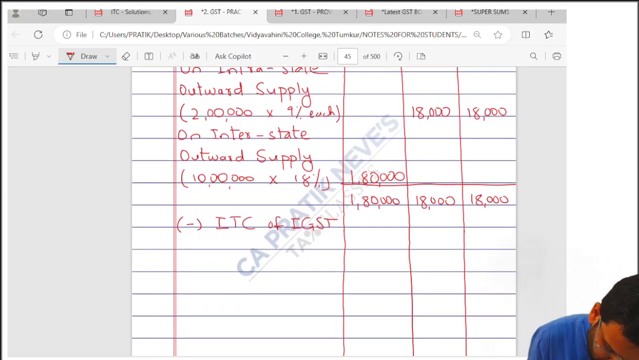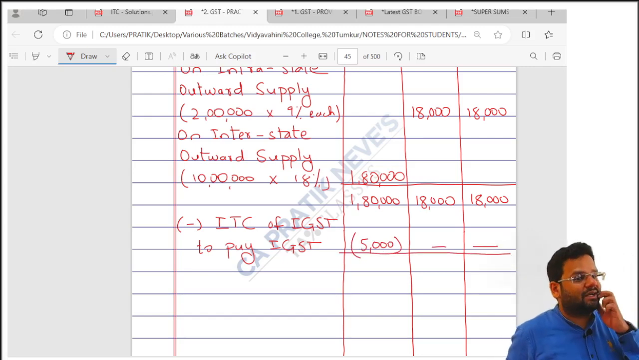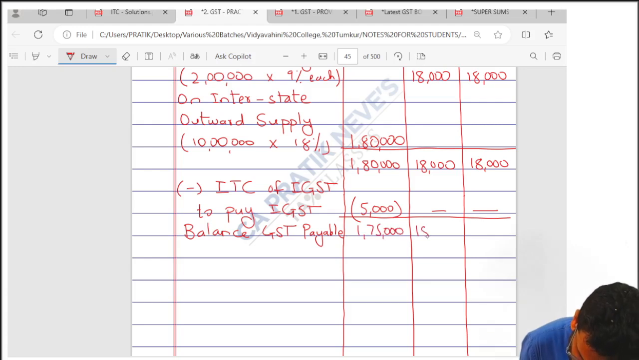Less ITC of IGST to pay IGST, 5,000. Use it completely. No opportunity for using it for CGST and SGST. After this, what is the balance GST payable? 1,75,000, 18,000 and 18,000. Now which GST to touch?